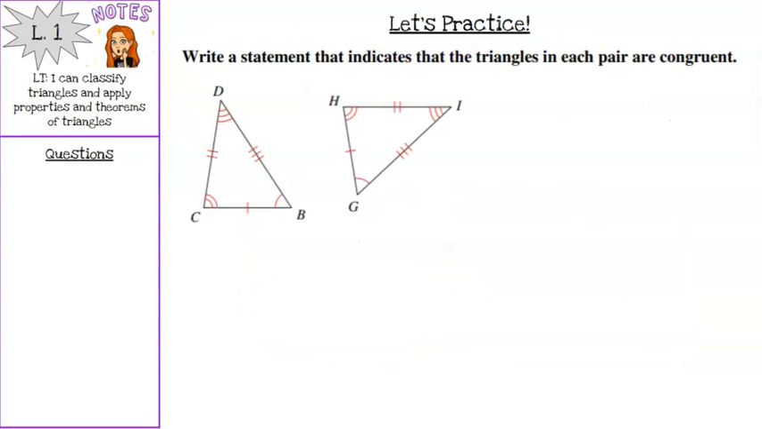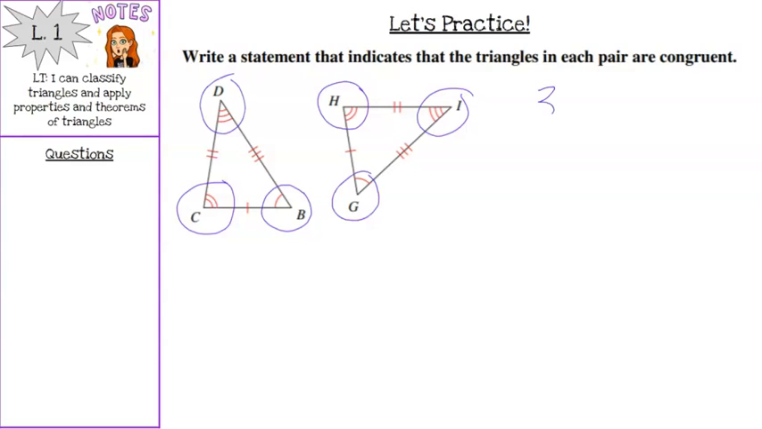Write a statement that indicates the triangles in each pair are congruent. So these two triangles are congruent because we have three angles that are congruent to their corresponding angle. Angle B is congruent to angle G, angle C is congruent to angle H, and angle D is congruent to angle I. You can see that by the corresponding markings on the angles. So we have three congruent angle pairs.